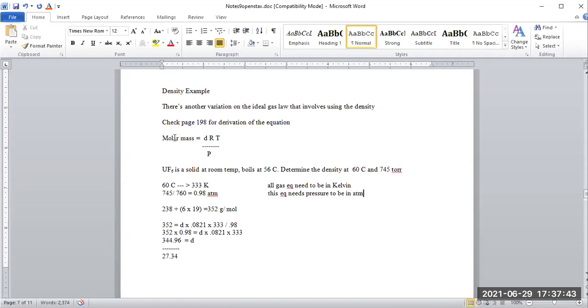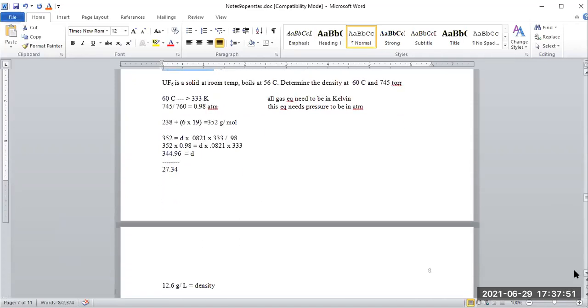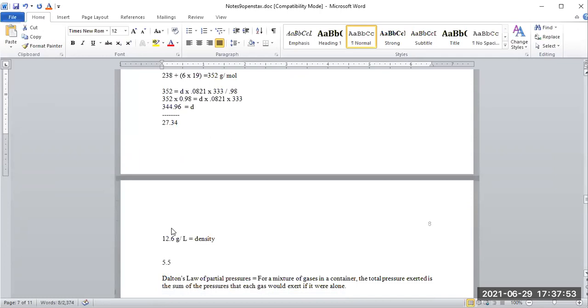So yeah, this is actually written incorrectly here. Molar mass is dRT over P, because I suddenly realized 344 divided by 27 is actually about 12. So there's the ending answer. There is no square root in there. I'm combining it with Graham's law of effusion, which does have a square root in it, which is closer to the end of the chapter here.